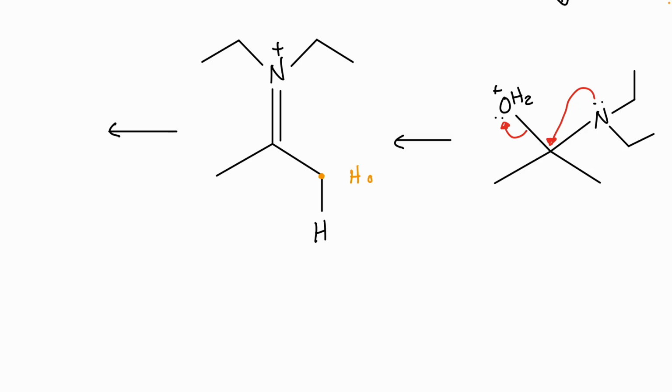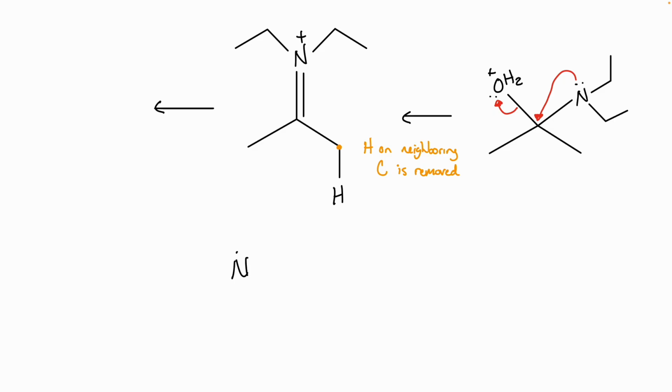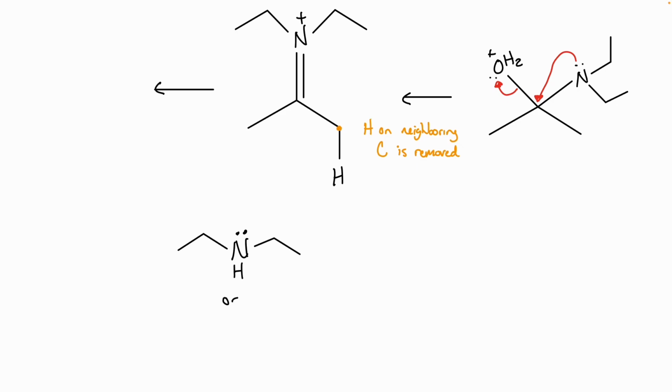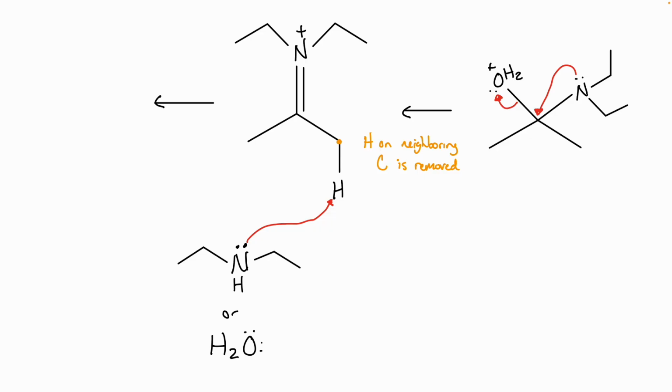Our hydrogen on a neighboring carbon is going to be removed. And again, if you used the stronger of the two bases, the amine, to do it, that would be fine. Or if you used that higher concentration of weak base, the water molecule, to do it, that would be fine. Either one of those I would accept, but we need a base, something to remove this proton here.